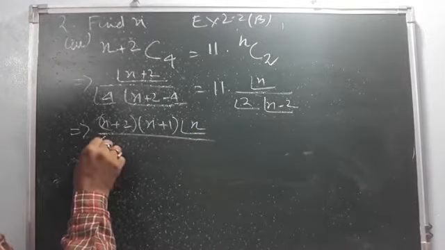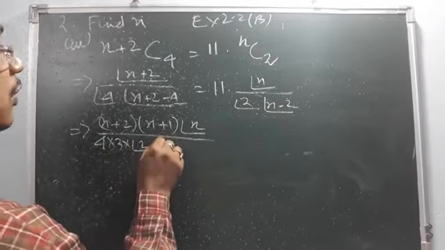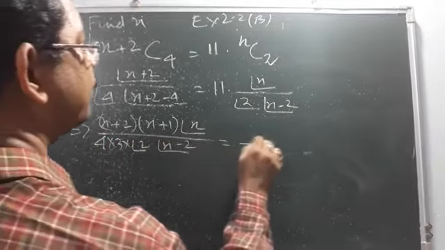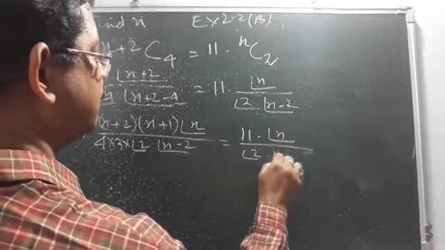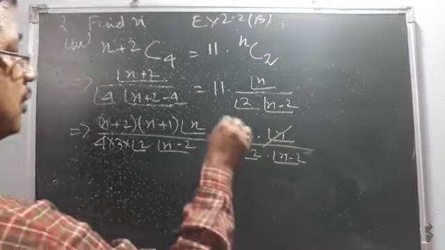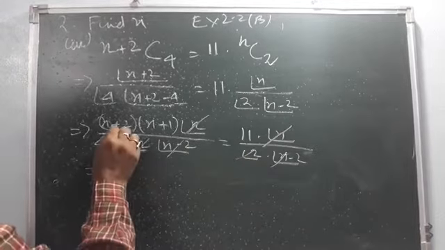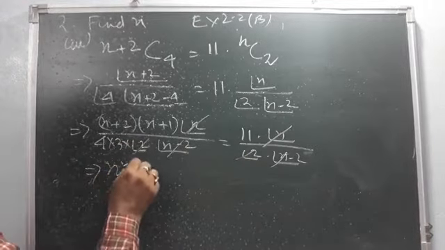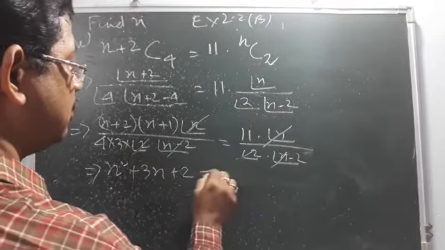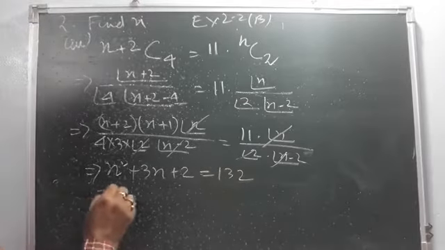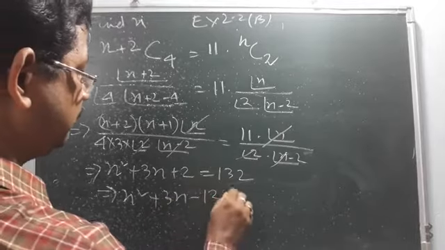Factorial 4 can be written as 4 into 3 into factorial 2. This one is factorial n minus 2. 11 factorial n, this is factorial 2, this is factorial n minus 2. Now see, we can cancel this, that. So what is left? If we break this, n square plus 3n plus 2, 12. 12 into 11 is 132. So we get n square plus 3n minus 130.